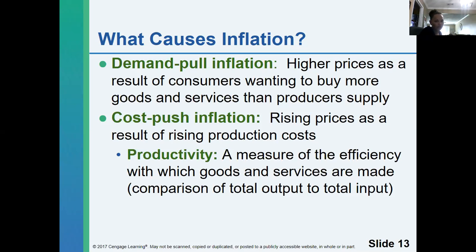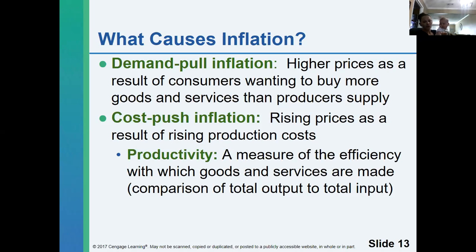Cost push inflation is rising prices as a result of rising production costs. So an example of this is when minimum wage goes up. Minimum wage goes up, they have to pay their employees more. So they typically will then raise their prices, because if they're paying their employees more and charging you and me the same amount, then they're not making as big of a profit. So they're going to raise their prices so that they can also keep the same profit.